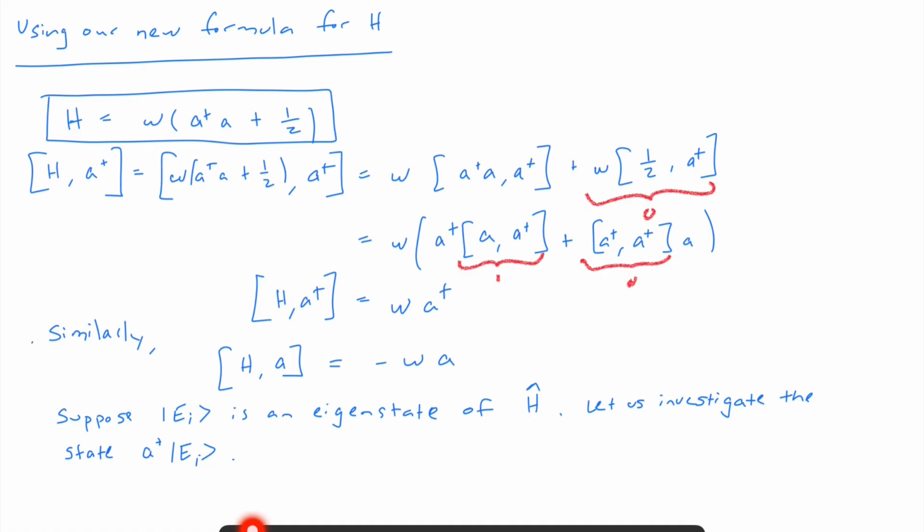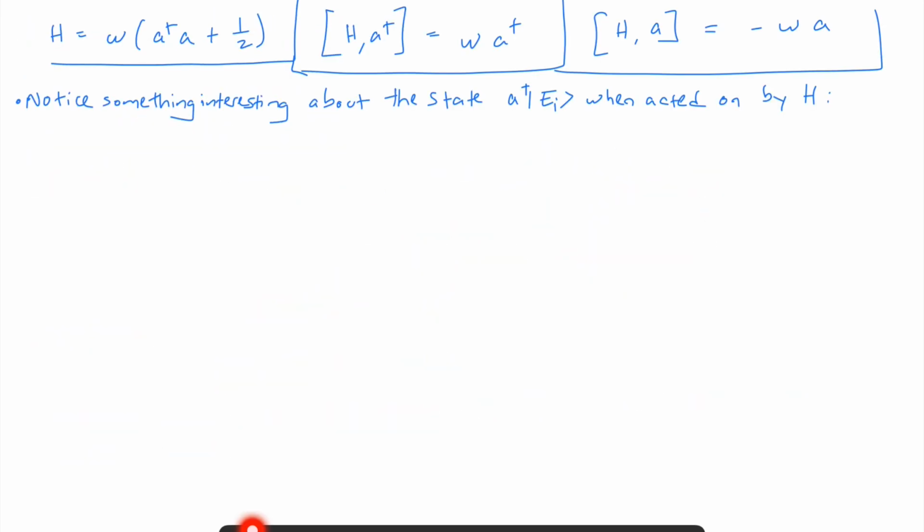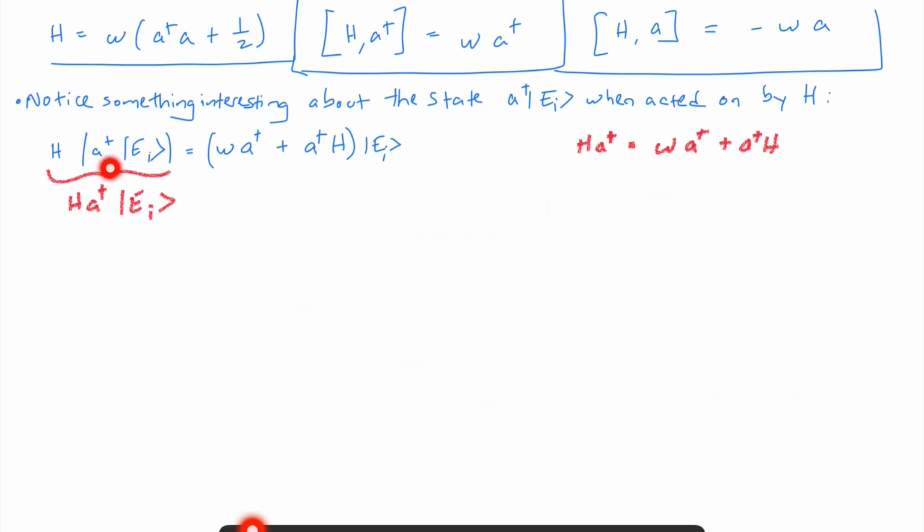Now, these things will help me. Again, we're still trying to figure out what the purpose of all of our work was with defining a dagger a's, and we're starting to get close to what the whole point of this was. Let's suppose that E_i, again, is an eigenstate of our Hamiltonian H. Let us investigate this state. You used to have a Hamiltonian eigenstate, and then apply the operator a dagger to it. Let's see what happens. There's something interesting that'll happen. So I applied a dagger to E_i, to my Hamiltonian eigenstate, and then I just hit it with the Hamiltonian again, and let's see what happens.